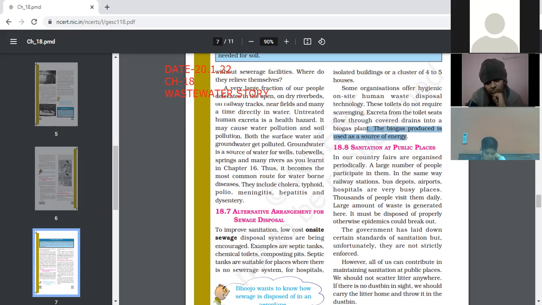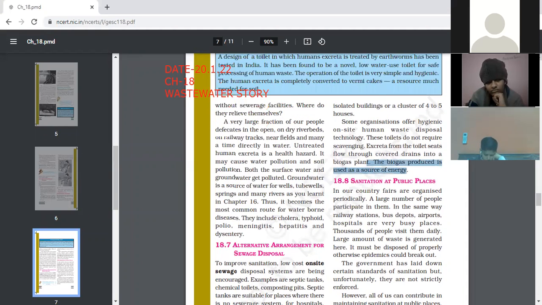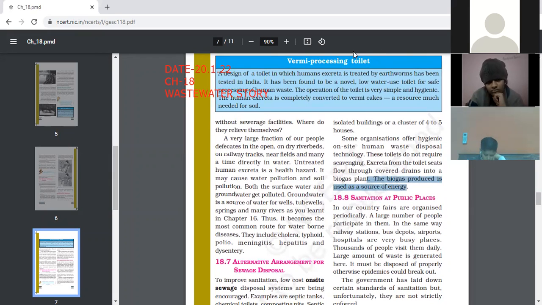Okay, fine, better. So this is also an alternative for sewage disposal, and there is one more, which is written in this box. Children, you may read it. Yes, Vansh Sharma, read this paragraph. Vermicomposting toilets. What is this? On the top blue box.